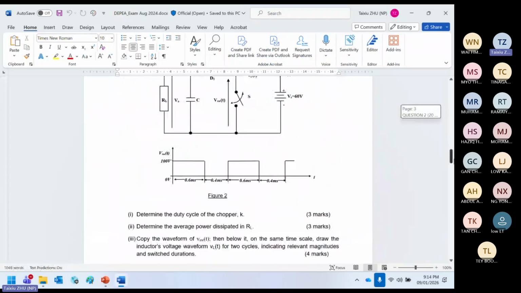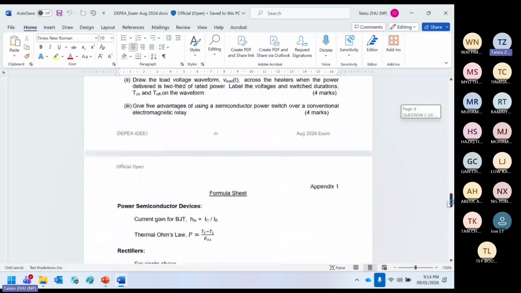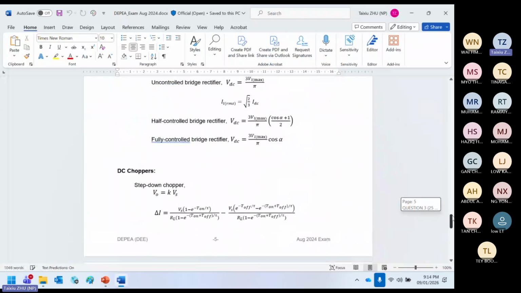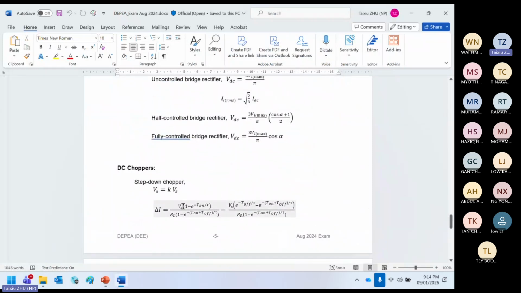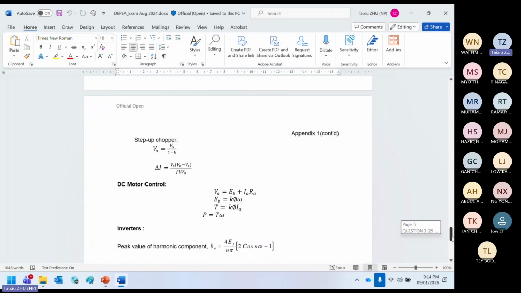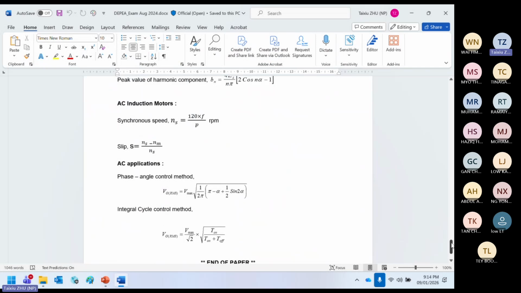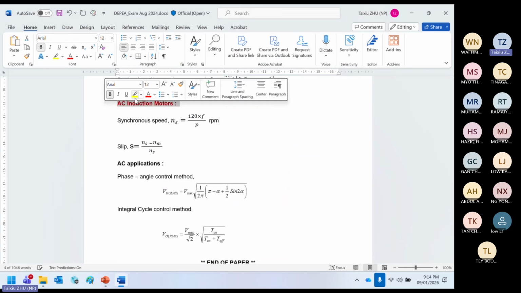You can also get the past paper from the website. Rectifier, you see. No, let's go to the motor one. See the DC chopper also. No, this one is to calculate the ripple. Yeah, let me see the induction motor. Okay, now these are the induction motor formulas.